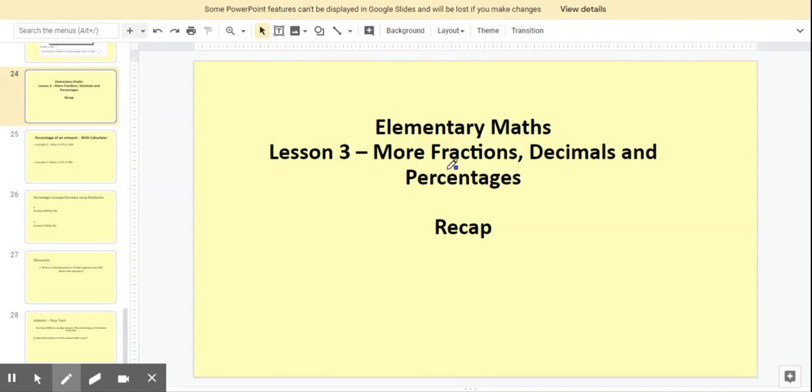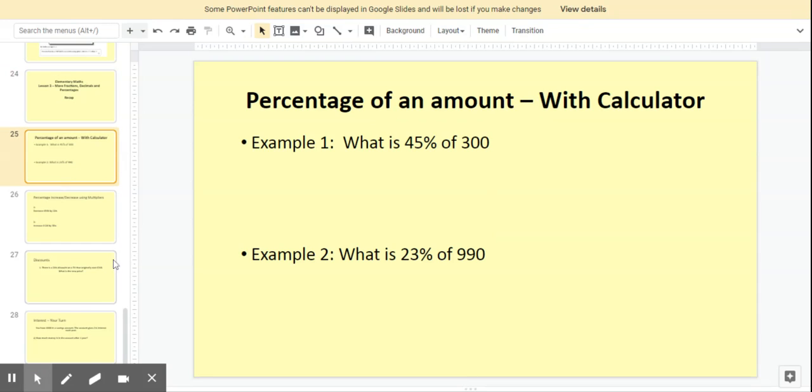Okay, so in our lesson 3, we recapped some stuff from fractions, decimals, and percentages. We moved on to look at mostly how we could use percentages, especially when we were working with a calculator. So first of all, we went through how we might do this.